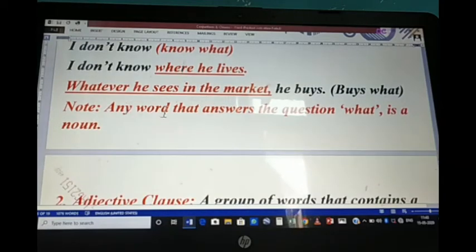Now, any word that answers the question what is a noun. If it is a phrase, that will be called a noun phrase. If it is a clause, that will be called a noun clause. Any word, any phrase, or any clause which answers the question what will be respectively called noun, noun phrase, or noun clause.